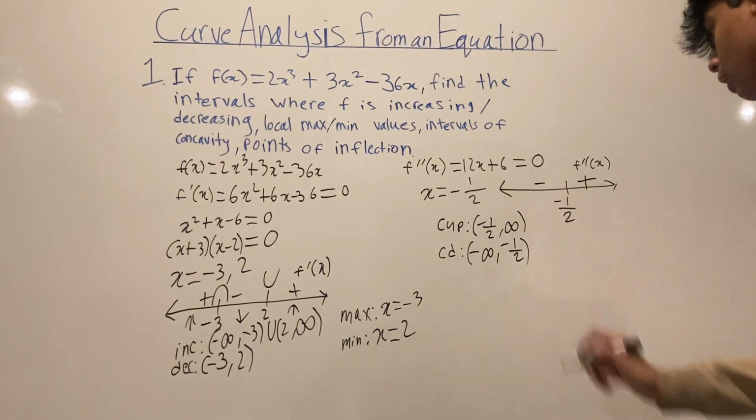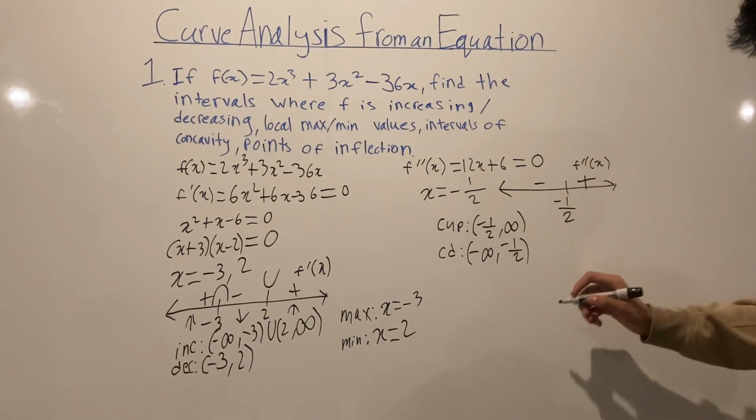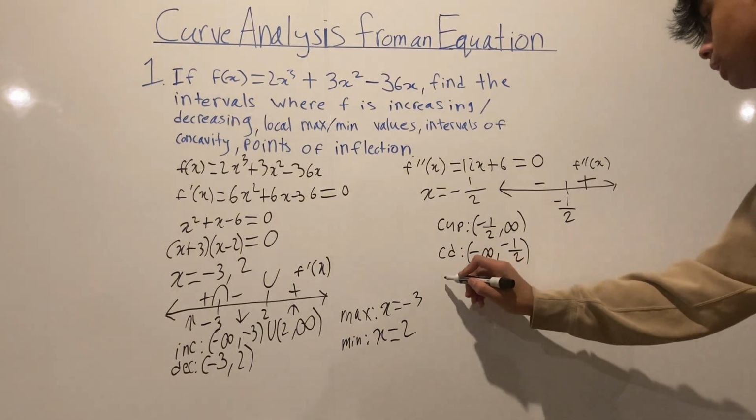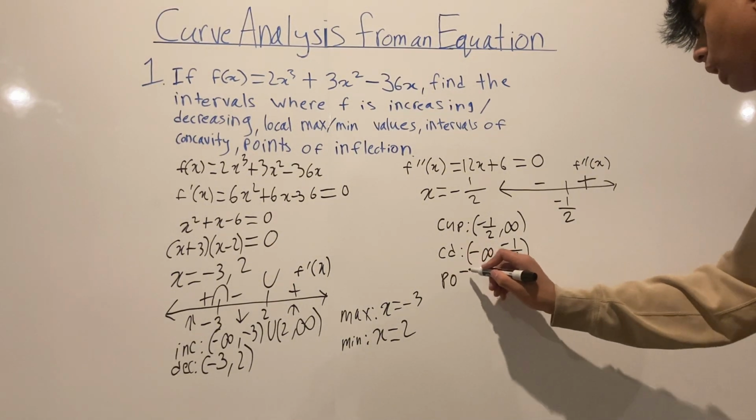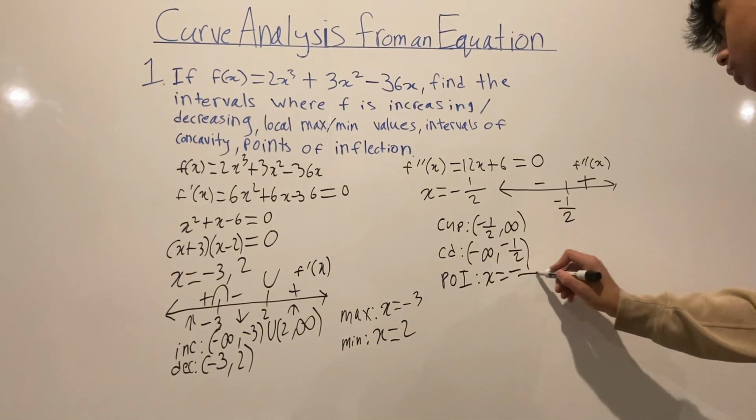And right here is our point of inflection, because here is where the concavity changes, which is the definition of the point of inflection. And I'll just abbreviate that with POI, which is at x equals negative 1 over 2.